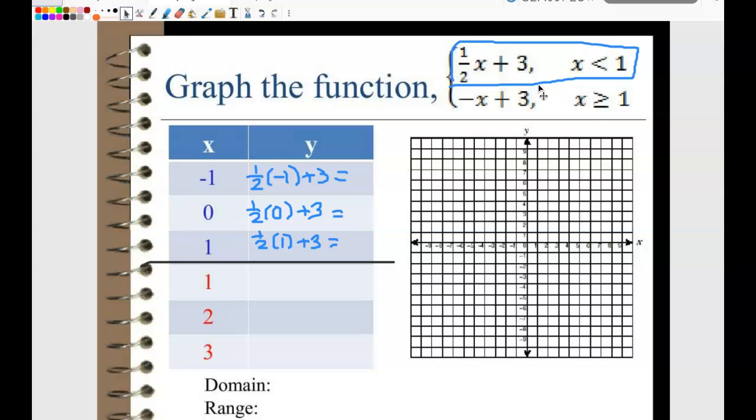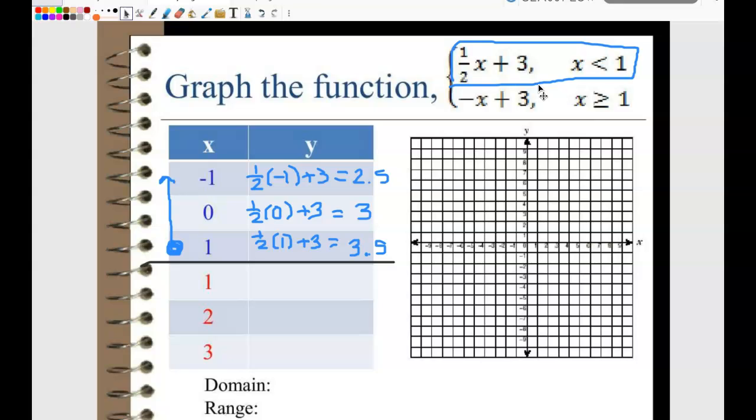So when x is -1, y is 2.5. When x is 0, y is 3. When x is 1, y is 3.5. But we know that x is not actually 1. X is close to 1. So when I graph it, just like x less than 1 graphed with an open circle on a number line, I'm going to graph this point with an open circle and then an arrow to the left.